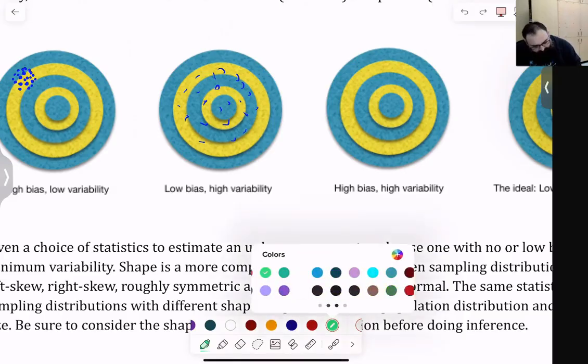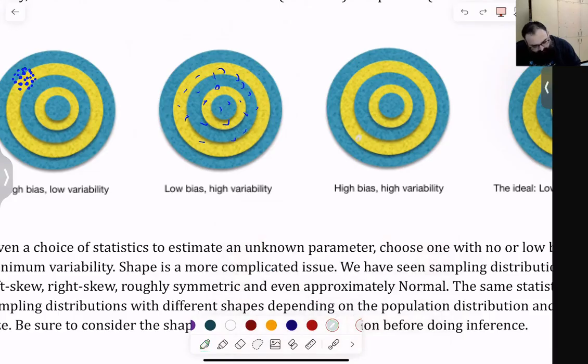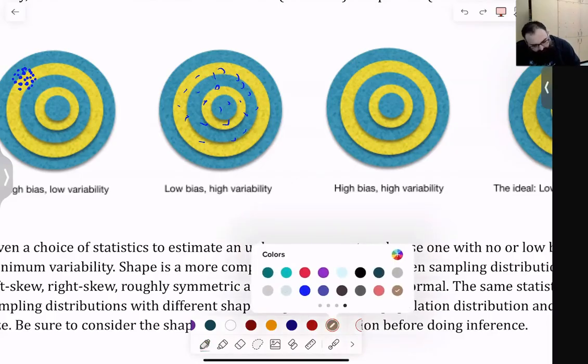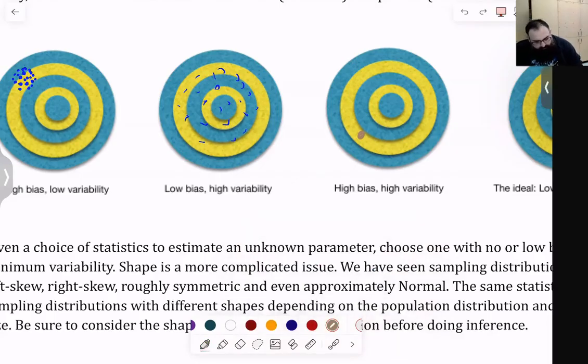I'm trying to find a good color. It doesn't seem to be showing up very well on that. No. Maybe this one. Oh, that's good.